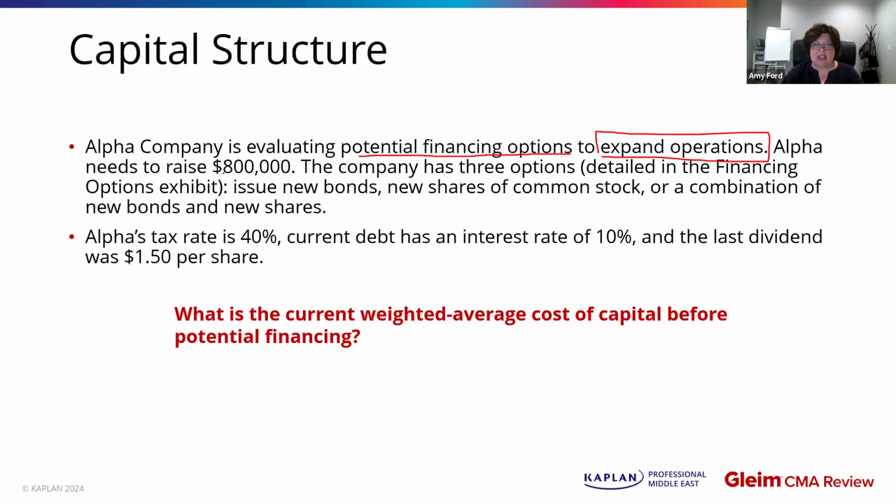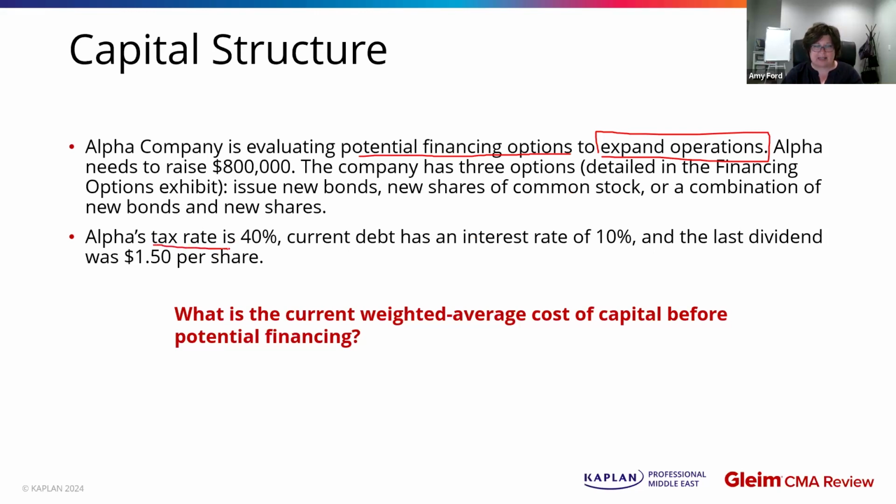They need to raise $800,000. They have options. Should they issue bonds? Should they issue new shares of common stock? Or should they do some kind of combination? This is very representative of a type of scenario that you could see on your exam day.